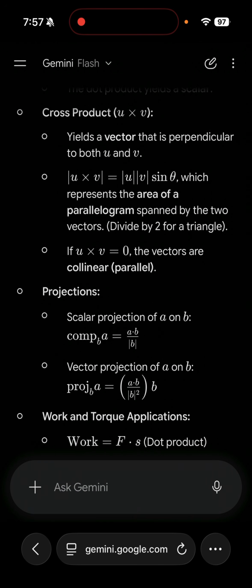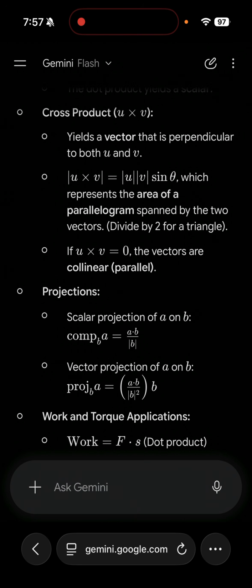Cross product: u cross v yields a vector that is perpendicular to both u and v. The absolute value of u cross v equals the absolute value of u times the absolute value of v times sine theta, which represents the area of a parallelogram spanned by the 2 vectors. Divide by 2 for a triangle.